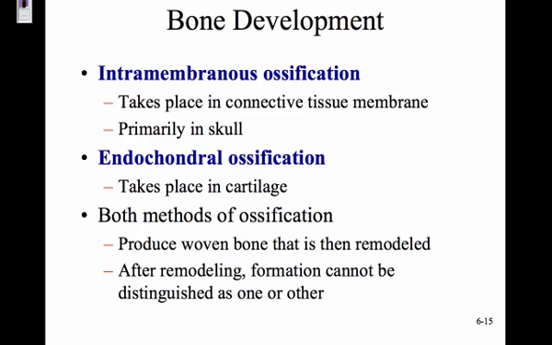So for bone development, it's called ossification. Ossification, and there's two different types, intramembranous and endochondral. Intramembranous takes place in connective tissue, primarily in the skull and the fontanelles, the soft spots in the baby's head. And then endochondral ossification takes place in cartilage, and that's what makes your skeletal bones grow longer.